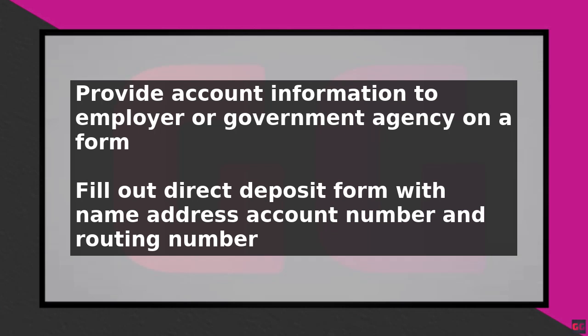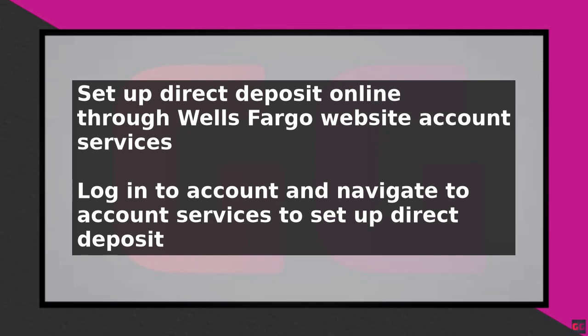You can also set up direct deposit online through the Wells Fargo website. To do this, log into your account and navigate to the Account Services section. From there, you can select the option to set up direct deposit and enter your employer or government agency information.